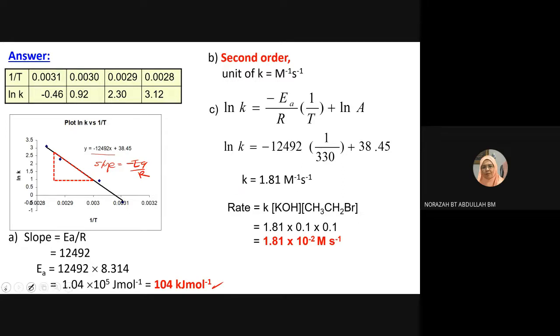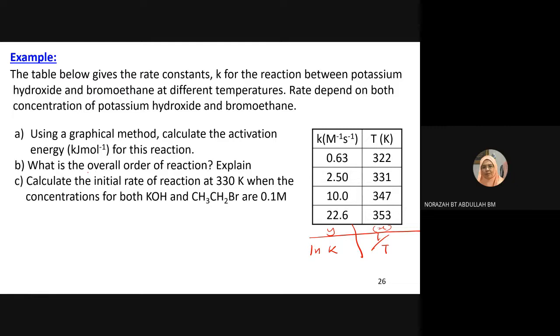Kemudian soalan, what would be the overall order of reaction? Daripada unit k, unit k adalah per molar per second, ini menunjukkan adalah second order. Dan rate depends on both potassium hydroxide and bromoethane. So that means 1,1 lah.